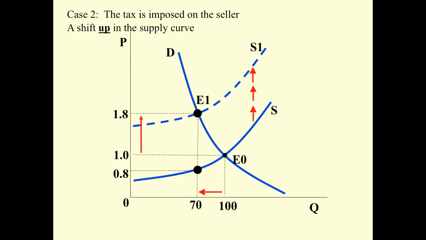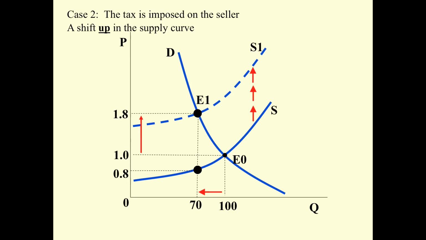Okay, so now I'm going to suppose that the government says that the tax has to be paid by the seller. So this is the same market, and it's the same tax of $1, but instead of the buyer having to write a check to the Department of Revenue, the seller has to write the check to the Department of Revenue. Okay, so we're going to model this a little bit differently.